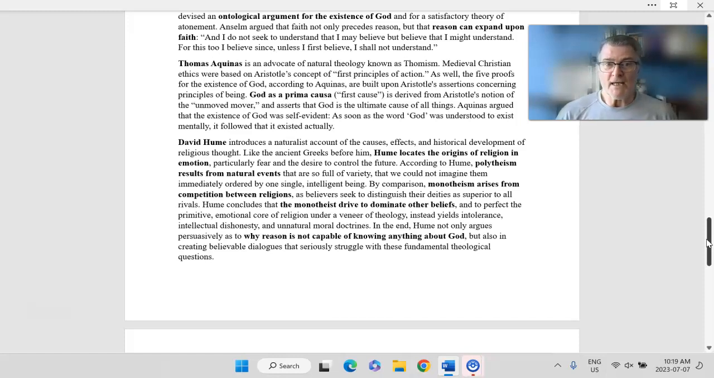Now, the last person we look at here, David Hume, he introduces, again, a kind of naturalistic account. Sounds a little bit like Democritus, right? Looking at nature to account for causes and effects, and then the development of religious thought. And Hume locates the origins of religion in emotion, right? Fear and desire to control the future. Now, notice fear is one of them.